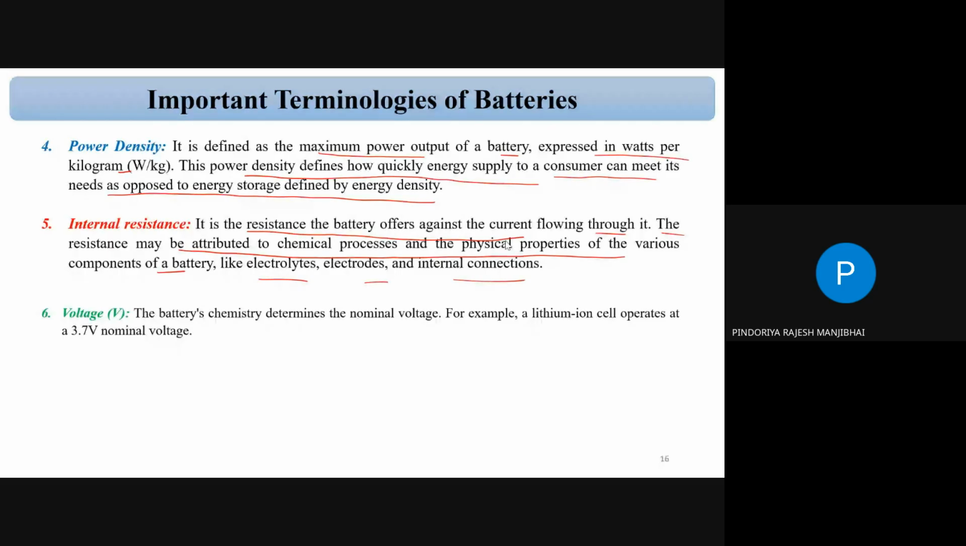Voltage. The battery chemistry determines the nominal voltage. For example, a lithium ion cell operates at a nominal voltage of 3.7 volts. For every cell it is a different voltage, so there is a nominal voltage rating for every cell, otherwise every battery.